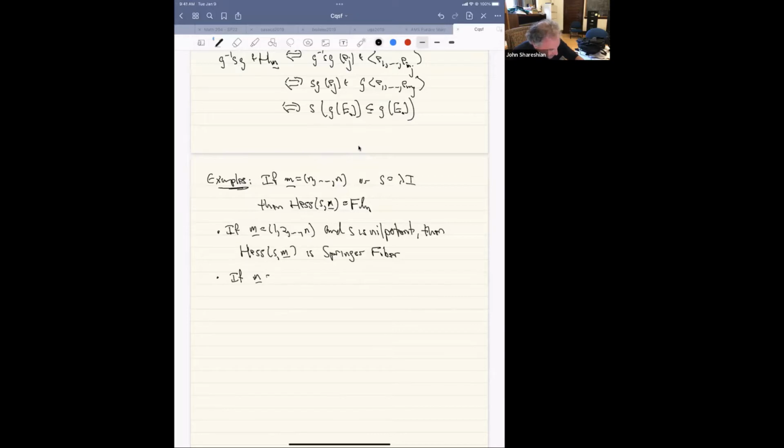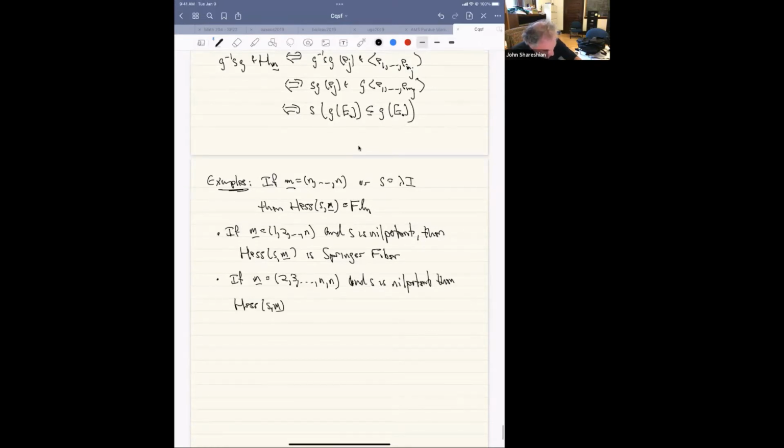If M is 2, 3, up to n, and S is nilpotent, then this thing here is a so-called Peterson variety, a regular nilpotent, sorry. S is, when it's in Jordan form, its only eigenvalue is 0, and it's got one Jordan block. S is a Jordan block of size n with eigenvalue 0. Then this is a Peterson variety. These are of interest, again, in the study of flag varieties. There's a quantum cohomology that we're not going to get close to. And this is the one I want to stick with, this same vector.